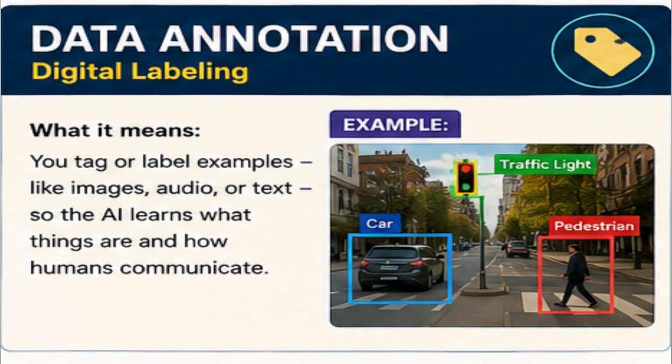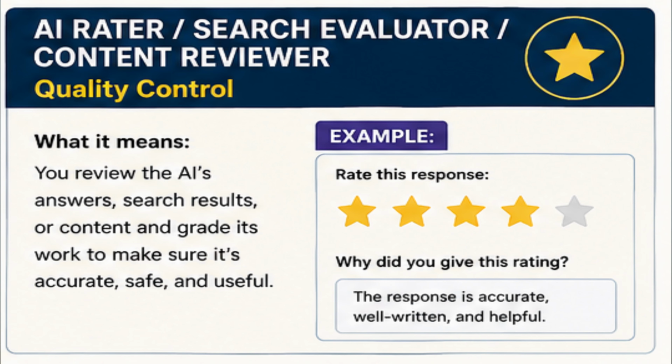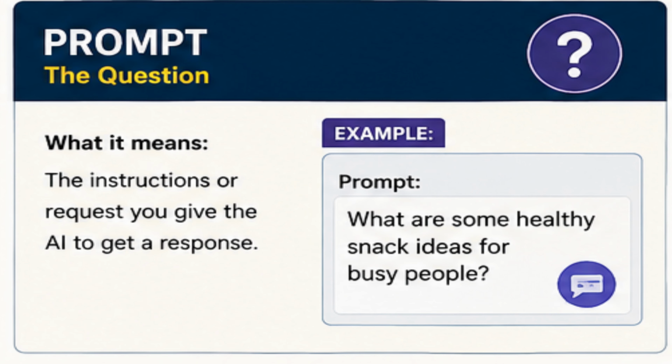Next three are doing the work terms. Data annotation, digital labeling. You tag or label examples, like images, audio, or text, so the AI learns what things are and how humans communicate. AI Rater, Search Evaluator, Content Reviewer, they're quality control. You review the AI answers, search results, or content and grade its work to make sure it's accurate, safe, and useful. Prompt, that's the question. The user or instruction you give the AI to get a response.